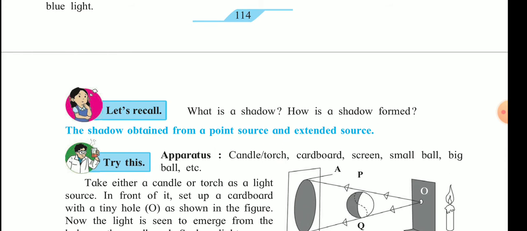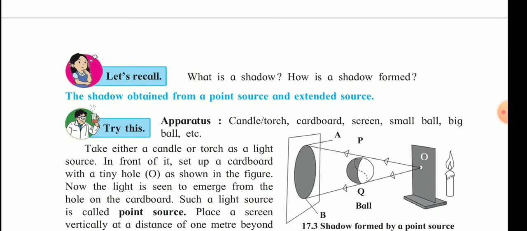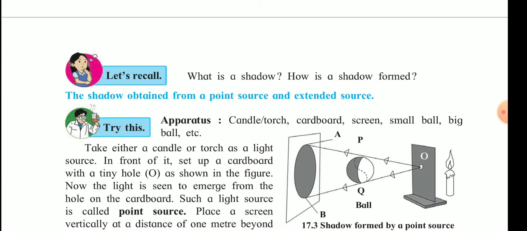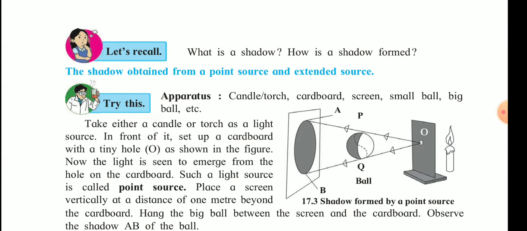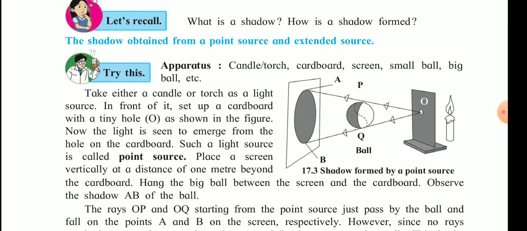Now the next question is, what is a shadow? Now, shadow and how it is formed. Let us perform this experiment to understand this. In this experiment, the apparatus required is a candle, torch, cardboard, screen, small ball, big ball, etc. Take either a candle or the torch as the light source. In front of it, set up a cardboard with a tiny hole as shown in the figure. Now the light is seen to emerge from the hole in the cardboard.